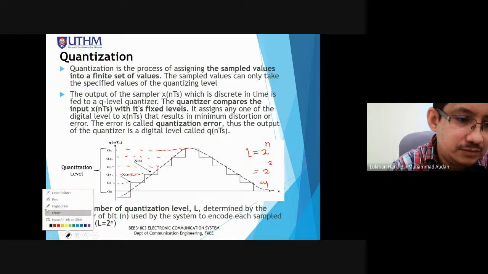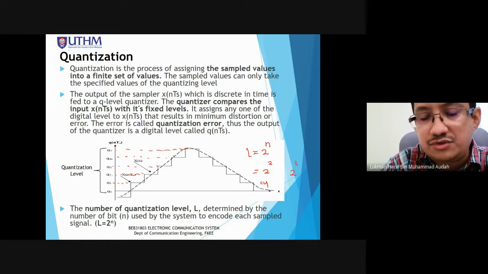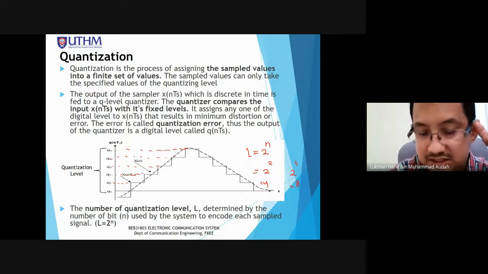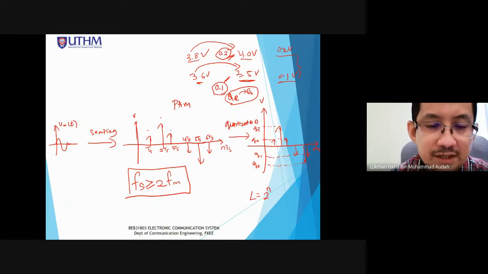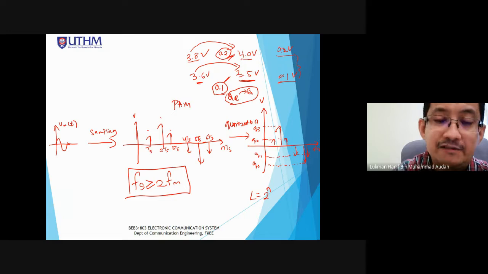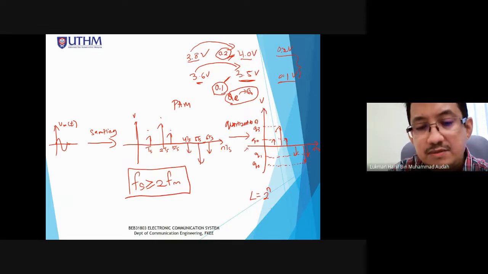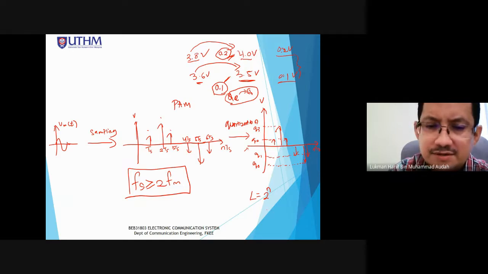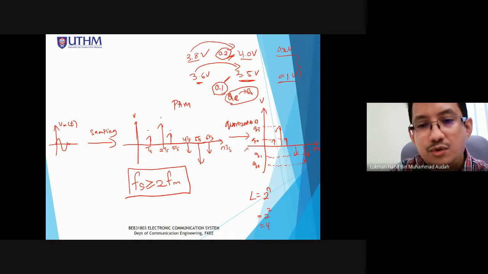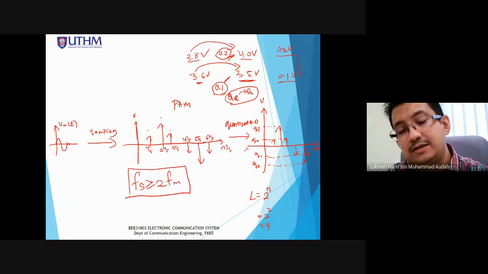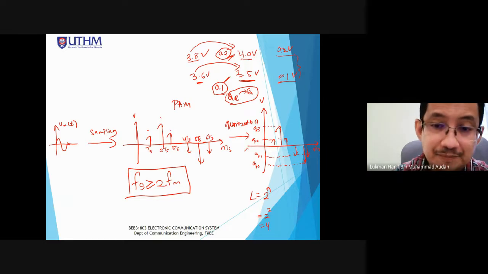Contoh, if I use 3 bit, that means this is 2 power of 3, which is equal to 8 levels of quantization. So kalau kita merujuk kepada contoh saya ni, saya buat ada 4 level Q0, Q1, Q2, Q3. Tidak termasuk paksi X, tidak termasuk paksi X. So dalam kes ini, dalam example saya ini, sebenarnya saya menggunakan 2 bit. Okay, 2 power of 2. So I have 4 levels. Okay, which is from Q0, Q1, Q2, Q3. Okay, so that's the quantization level.